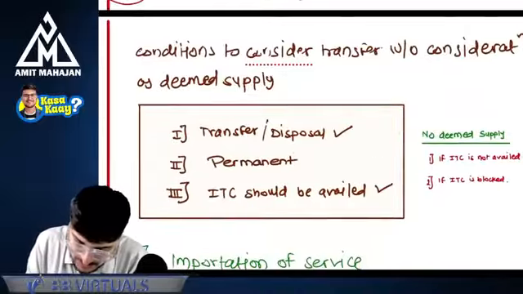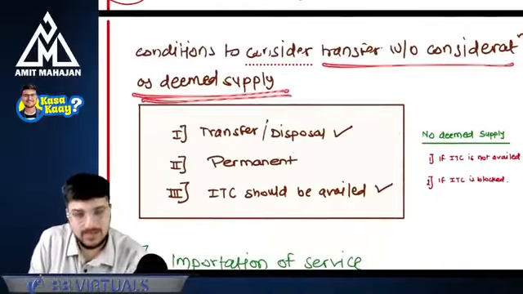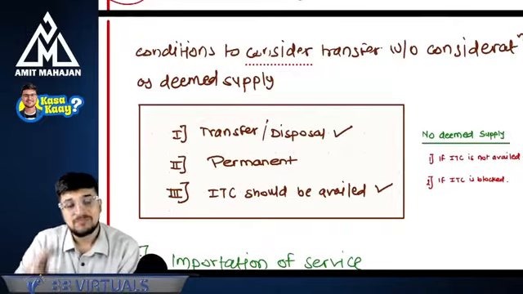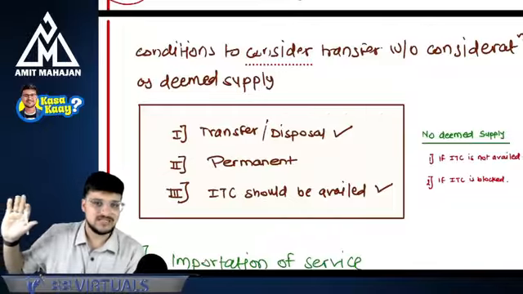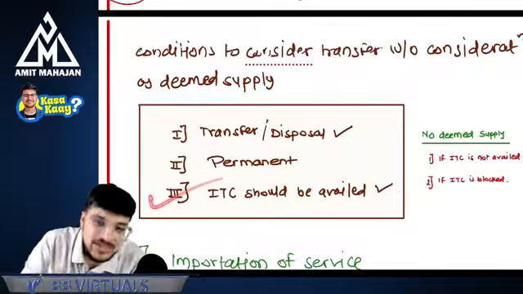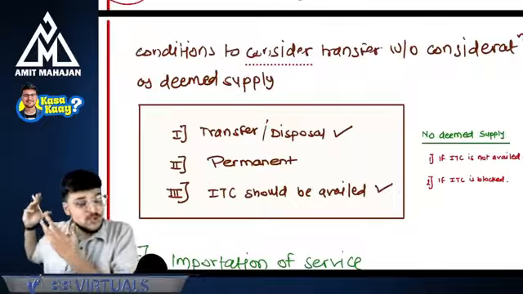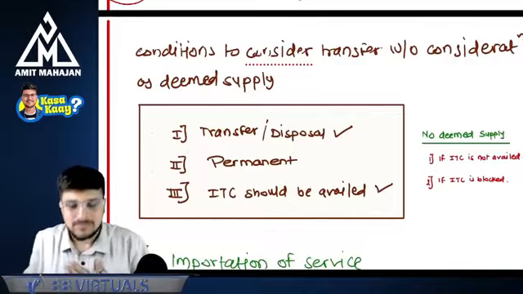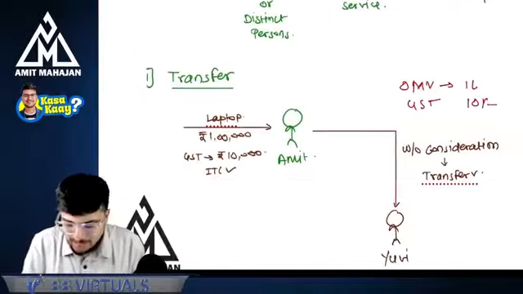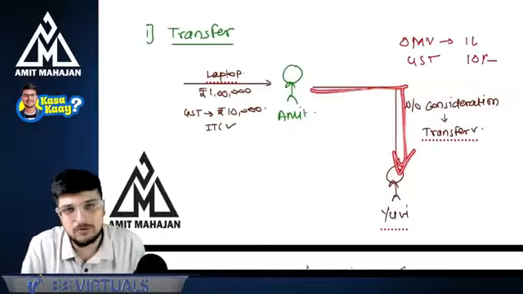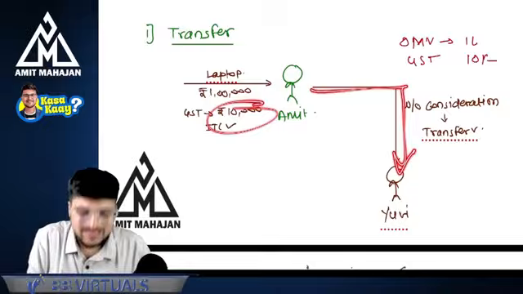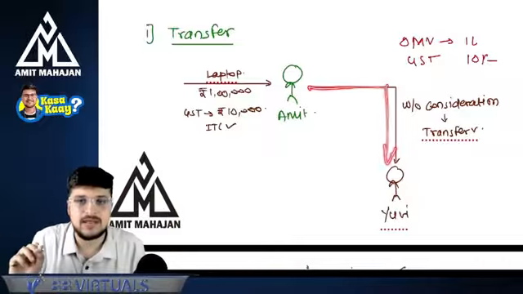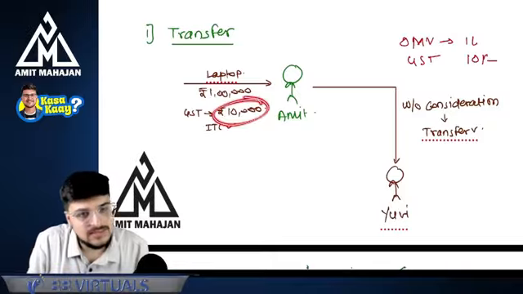So, conditions to consider: transfer without consideration as deemed supply. Three conditions you'll remember. Number one, there has to be a transfer or disposal, of course. Such transfer and disposal has to be permanent in nature, and ITC should be availed on that. If ITC is not taken, is there any concerning point for the government? See, the government is saying that if you're not using it for business and if you're selling it further without consideration as transfer, you should not have taken the ITC. If you've taken the ITC, then we will charge this transaction as a deemed supply. So you make a payment while utilizing the ITC.